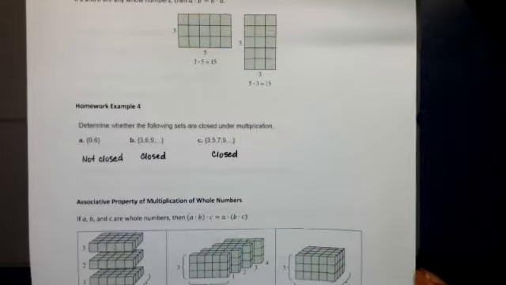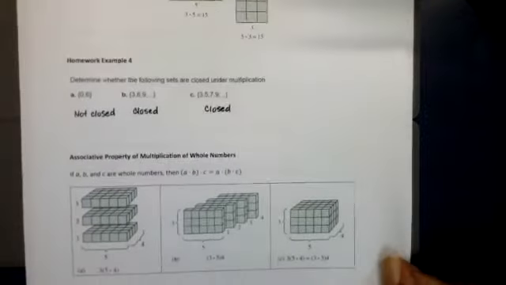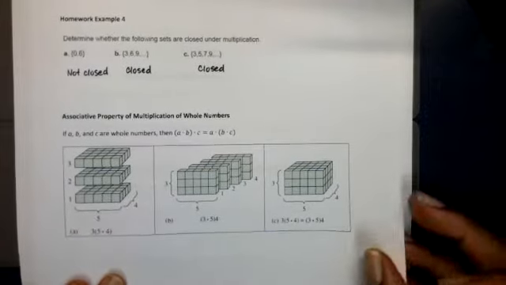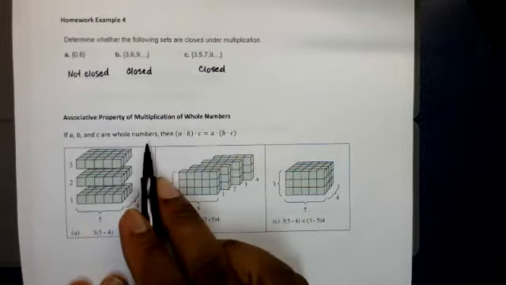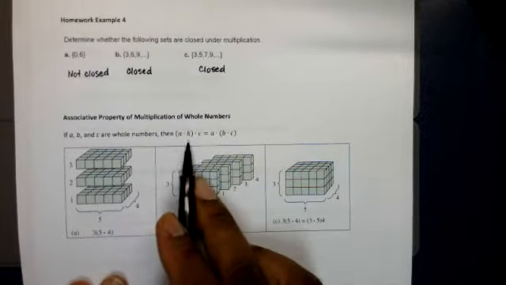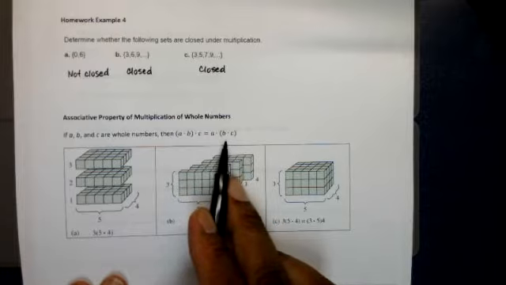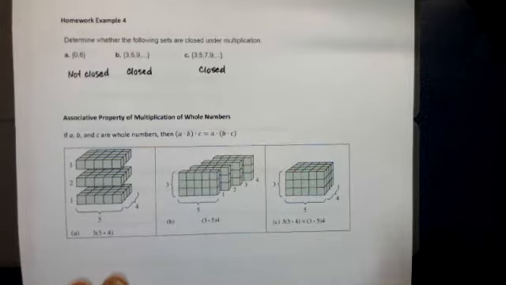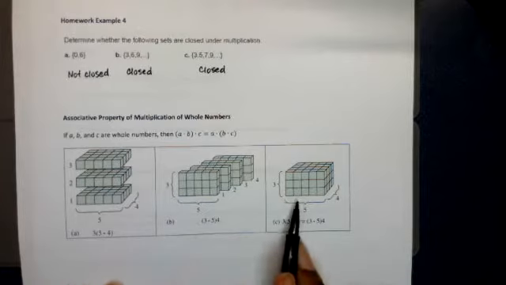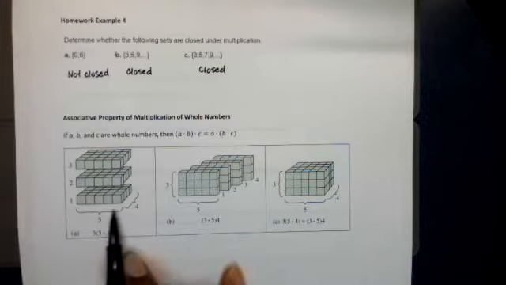All right, now let's look at some more properties, like the associative property of multiplication. That's where the grouping does not change the answer. In other words, if A, B, and C are whole numbers, then if I first multiply A times B and then multiply that product by C, I get the same thing as if I multiplied B times C first and then took that product and multiplied it by A. And here's an illustration of that. Here we have 3 times 5 times 4.